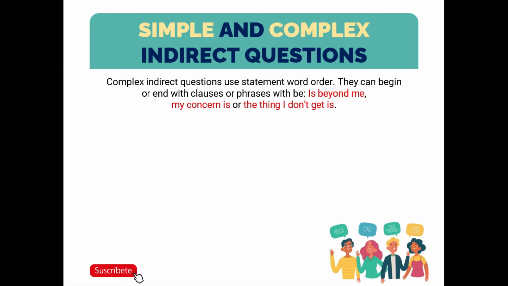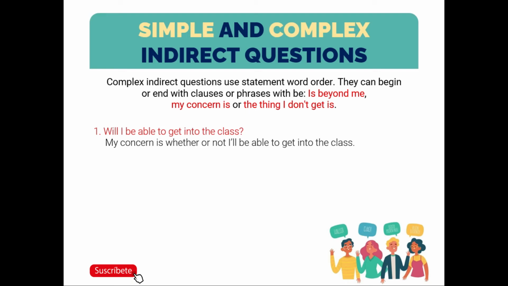Let's go through some examples. Number 1, will I be able to get into the class? That is a yes-no question because the response would be yes, you will be able to, or no, you won't be able to. Now, that tells me that I have to use if or whether in the indirect version. So, will I be able to get into the class changes to, my concern is whether or not I will be able to get into the class. Using a statement word order, will I be able to turns to, I will be able to.